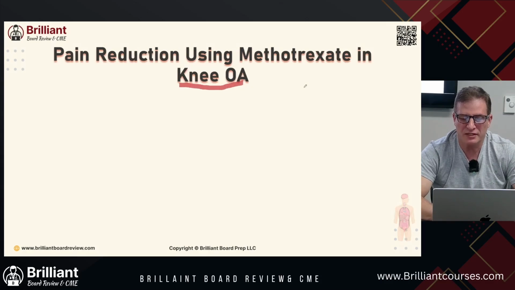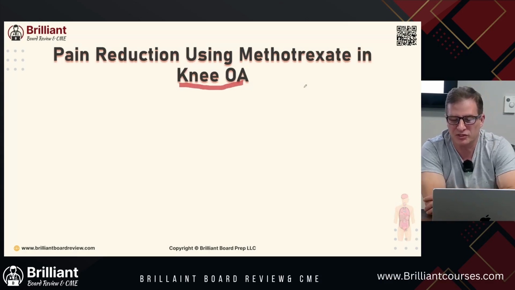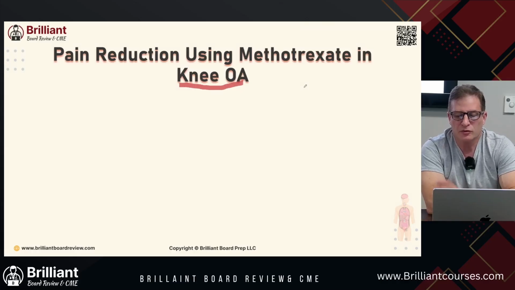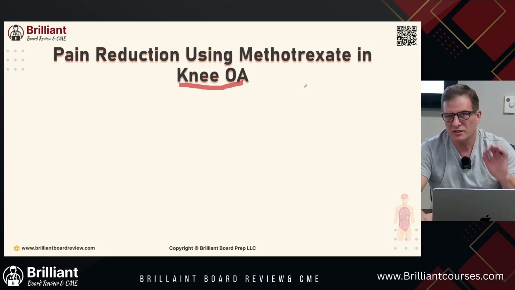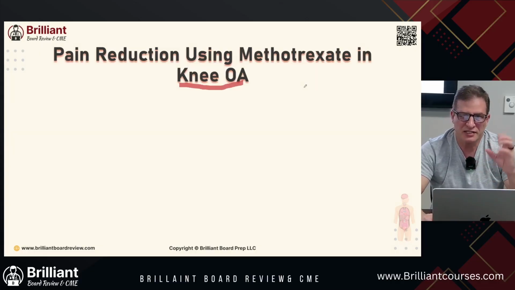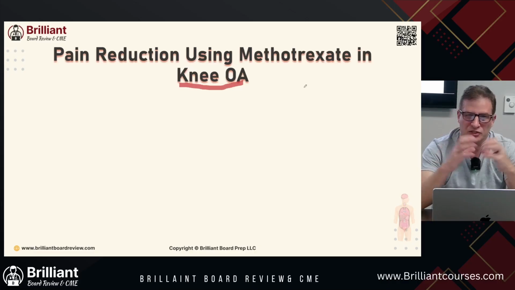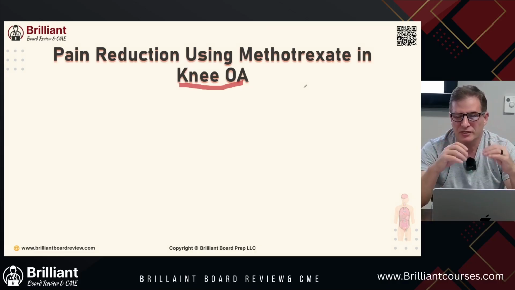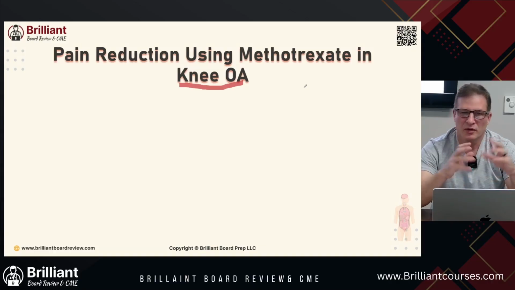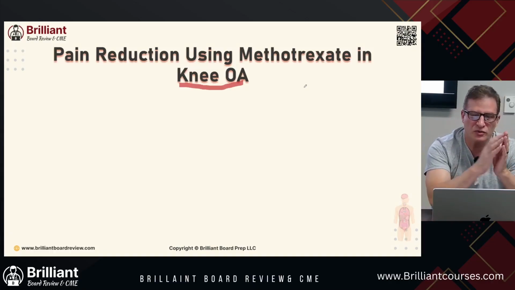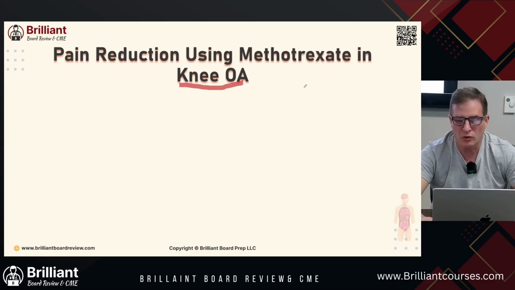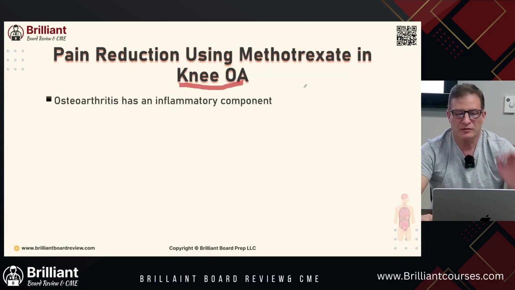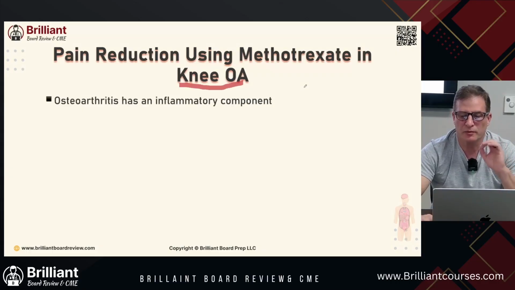Now, as we talk more about the inflammatory response in knee osteoarthritis, or osteoarthritis in general, we can talk about using anti-inflammatories such as methotrexate. So this is going to change. It's going to take time for the textbooks and for knowledge to get caught up. Think of osteoarthritis as both an overuse injury combined with inflammation. We don't have enough proof to say it's inflammation alone. Osteoarthritis has an inflammatory component, okay?